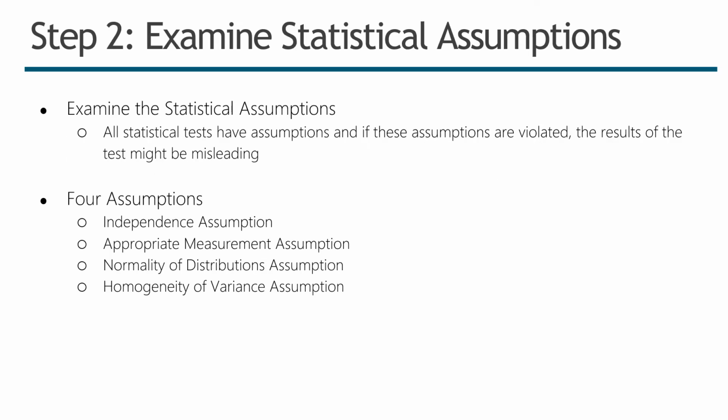Next, we need to consider the statistical assumptions for this test, because all statistics have particular assumptions, and your results can be really misleading if your data violate these assumptions. So one-way ANOVAs have four assumptions: independence, appropriate measurement, normality of distributions, and the homogeneity of variance assumption.